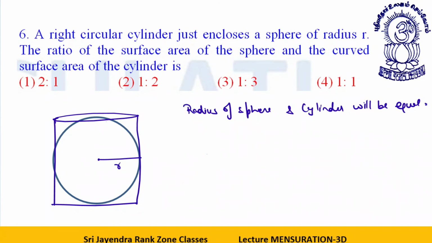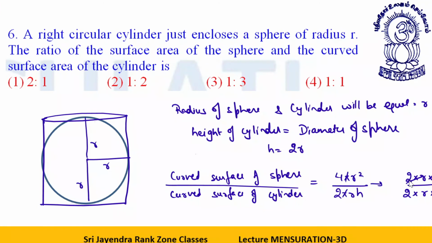Pi and pi cancel. This is like 2 into r divided by 2 into r into h. Did I do some mistake? This is actually 4 into r squared divided by 2 into r into h. r and r will cancel. So this gives me 2r by h, but what is the value of h? The value of h itself is 2r. So this ratio is 1 is to 1, option 4.